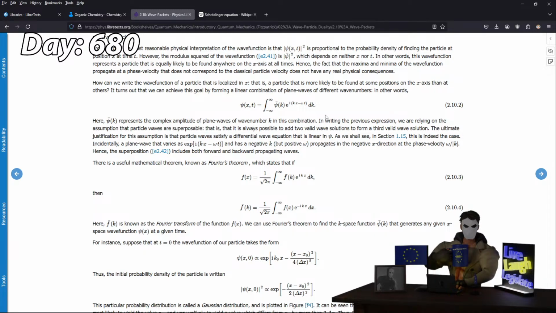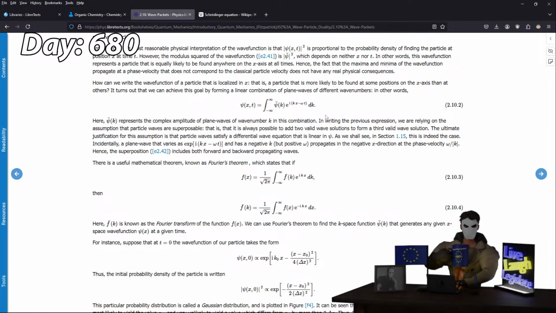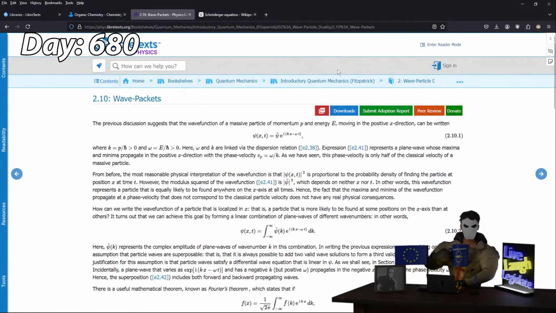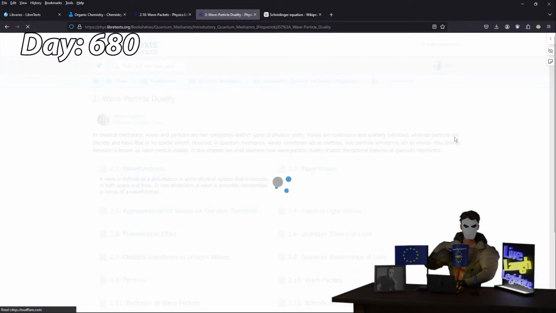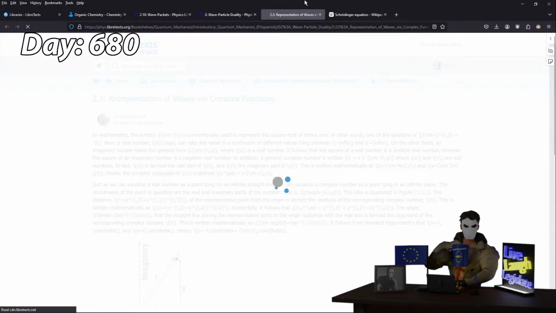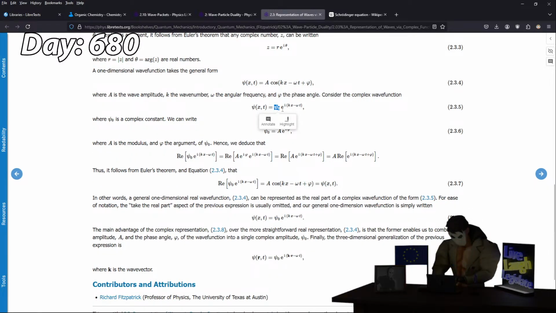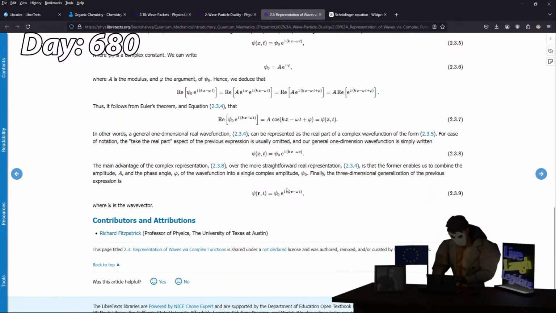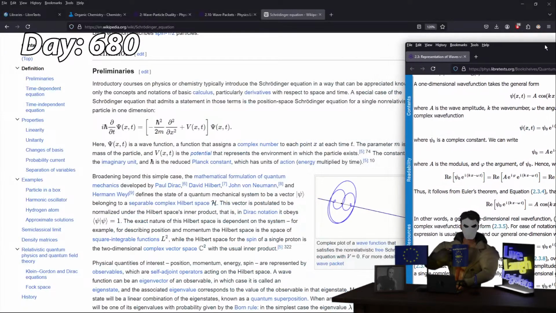Here, psi of k represents the complex amplitude of plane waves at wave number k in this combination. Okay. Complex amplitude of plane waves at number k. Well, we should go back a couple of pages where it was actually defined to contrast the definition of it. I do believe it was the photoelectric effect, quantum theory of light. It might have been this one, actually. It was really early on when we switched the wave function around. There we go. I do believe that might be the equation we're looking for, isn't it? Certainly looks like it.